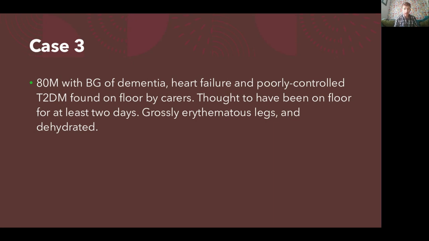So, an 80-year-old male with a background of dementia, heart failure, and very poorly controlled diabetes type 2. He's found on the floor. They thought he's been on there for a couple of days. Grossly erythematous, red legs, and he's very, very dehydrated. So, folks, how are we going to approach this patient? He's wheeled into resus, looking like a prune, dehydrated and crispy, with big swollen red legs that are hot to the touch. How are we going to approach the management of this gentleman?